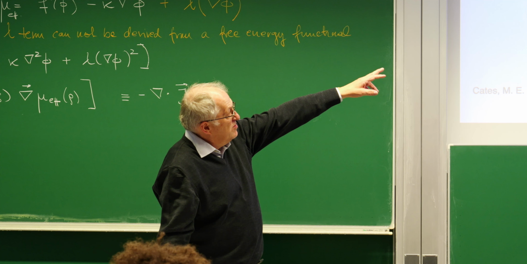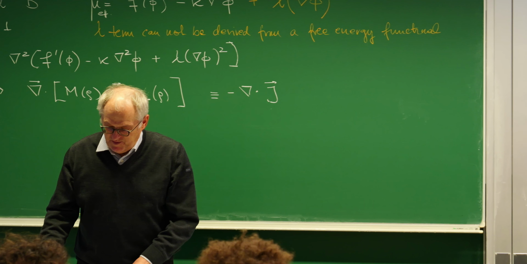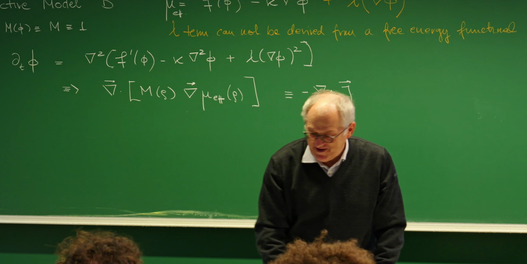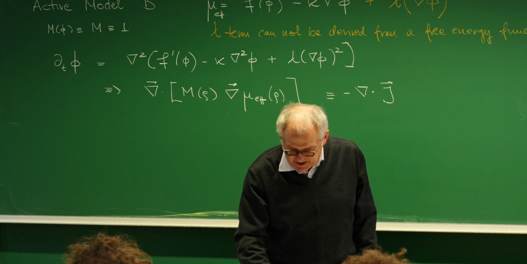And now look at the middle term. The middle term you cannot write as the gradient of a scalar. So it is genuinely something that deviates from this structure of this model that contains scalar terms in the current. And that's called active model B+. For obvious reasons, because it has another term. So people are not very creative in how they come up with names. It's a beautiful model because it has beautiful properties.